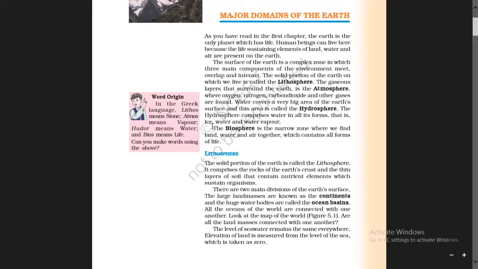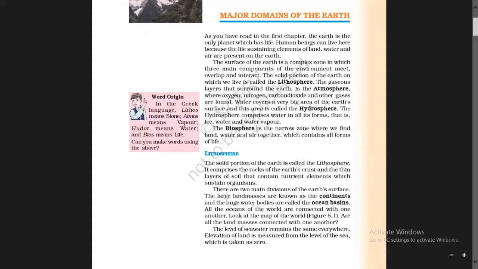So, in this paragraph, let us see: the surface of the earth is a complex zone, means it consists of many different zones in which three main components of the environment meet, overlap. Overlap means extend over so as to cover partly, and interact. Interact means act in such a way as to have an effect on each other.